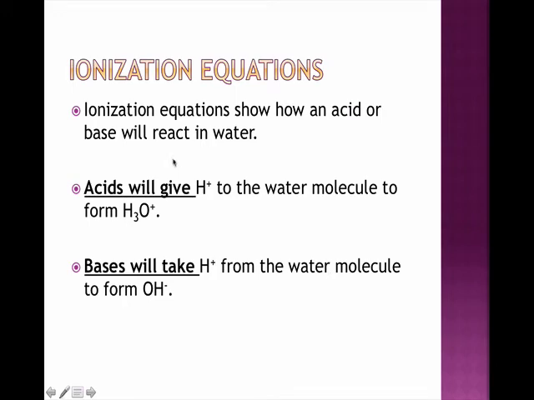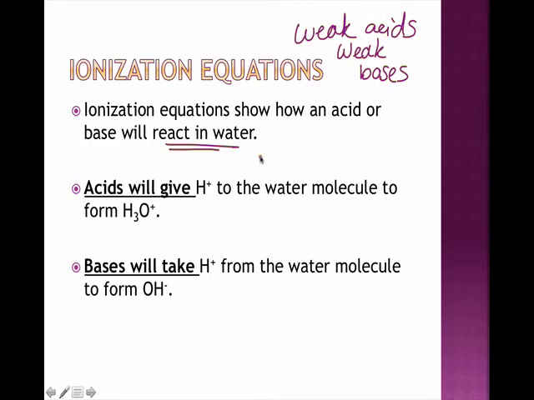All right. Along with this, because those only dealt with strong acids and strong bases, we're going to talk ionization equations. And ionization equations mostly deal with your weak acids and your weak bases. That's really all we're going to use them for. So we're not going to use this for our strong acids and our strong bases, just the weak ones. What you need to know about an ionization equation is that it shows how an acid or a base is going to react in water. How is it going to dissociate? What is it going to do? What are you going to get?